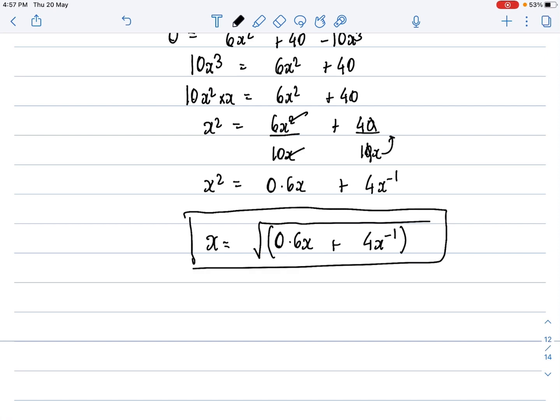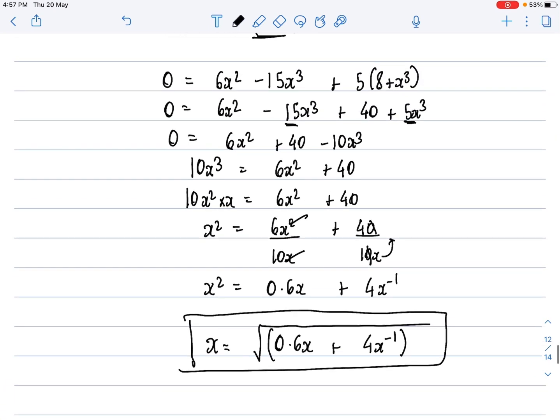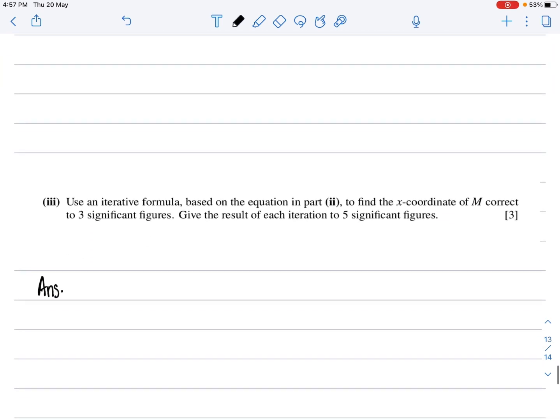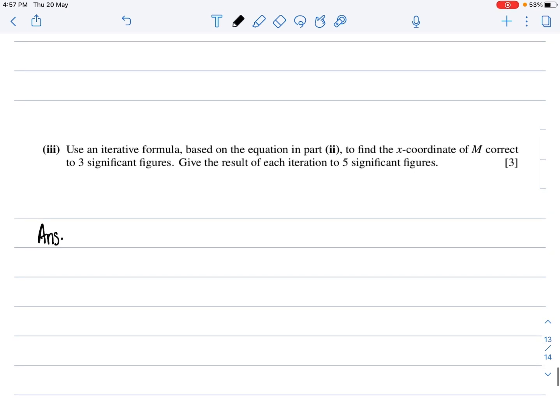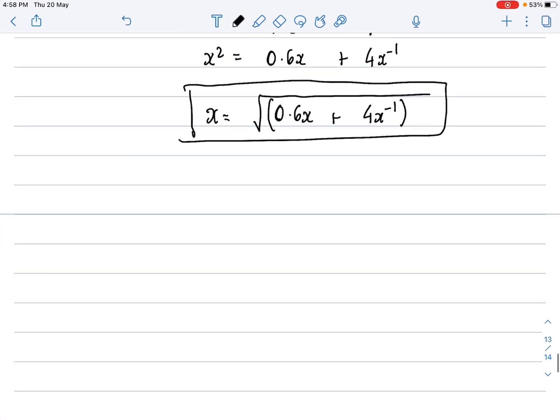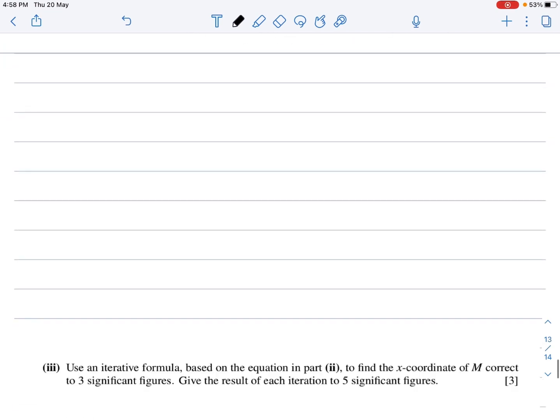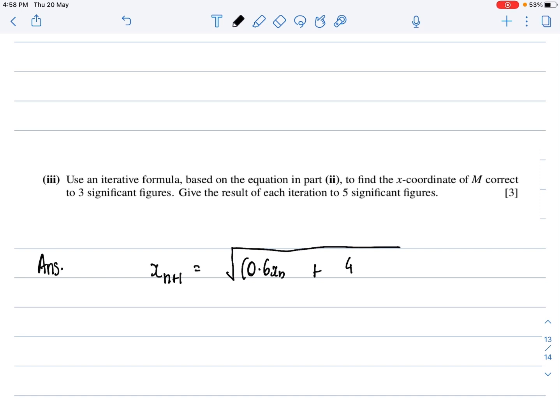Okay? So you need to be really good with your numbers or algebra here to get your answer. Now, use an iterative formula based on the equation in part 2 to find the x coordinate of m. Okay, so now my iterative formula is basically x n plus 1 equals to root of 0.6 xn plus 4 with xn raised to minus 1.